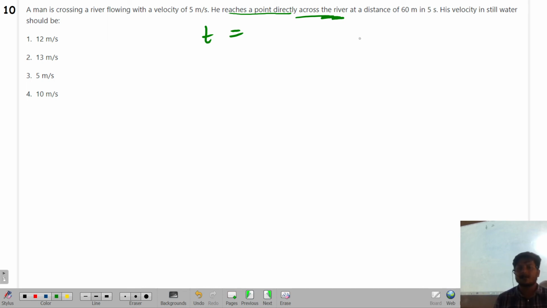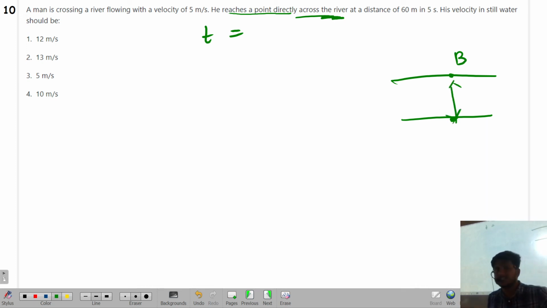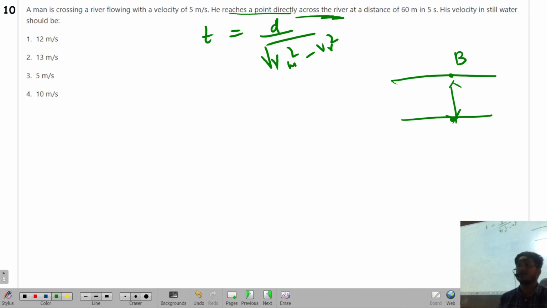So now look over here. If the person starts from one bank and reaches directly at point B, he is following the shortest path or not? The displacement of him is the shortest path or not? Tell me yes or no. So the time equation will be utilized for which case? Shortest path. So T will be distance D divided by root over velocity of man square minus velocity of river square. Got it or not? Yes or no?